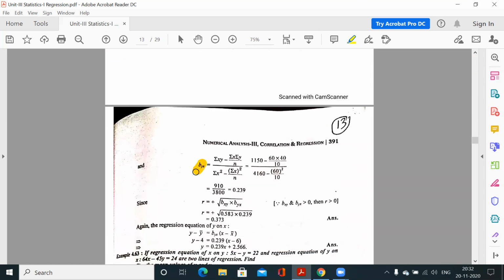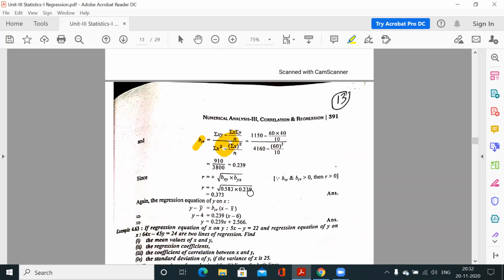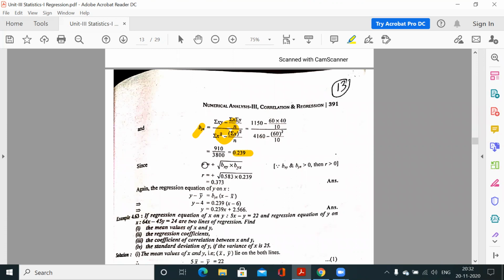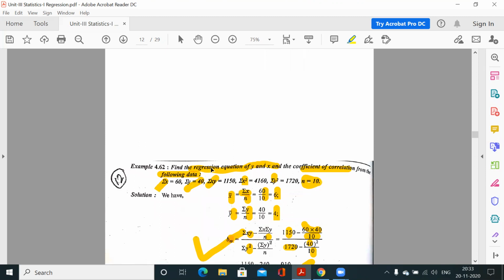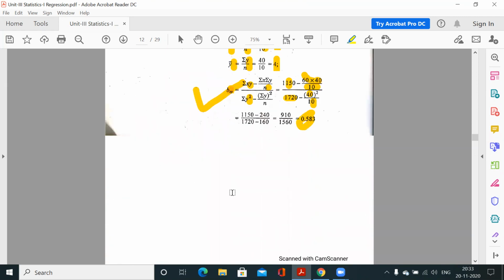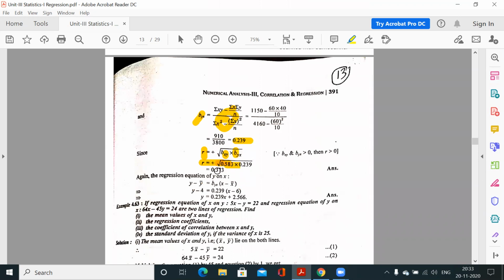Similarly, for byx, everything is given to us. So we will have byx, and the correlation coefficient is the square root of bxy times byx. Multiply these values and take the square root; because both regression coefficients are positive, r would be positive. So we need to calculate the correlation coefficient and two regression lines. This is one answer: y minus y bar equals byx times x minus x bar, where y bar is 4.